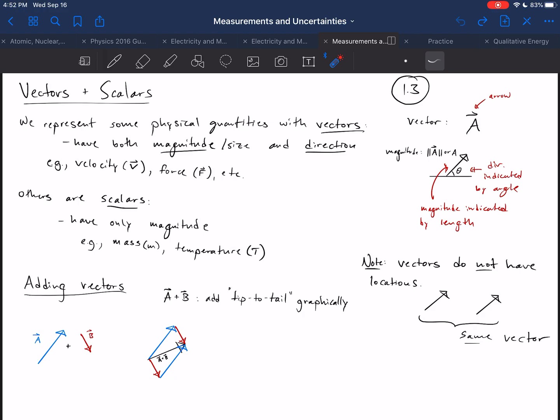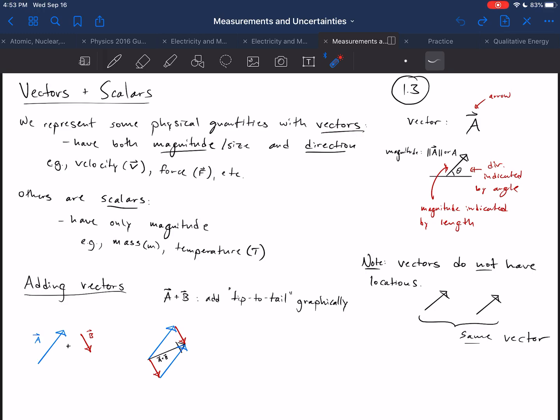So without further ado, vectors and scalars. We represent some physical quantities with what are called vectors. That is, some physical things that we measure are the kinds of things that are known as vectors. Vectors have both magnitude and direction. The key difference between a vector and a scalar is that vector physical quantities have direction, and scalar physical quantities don't.